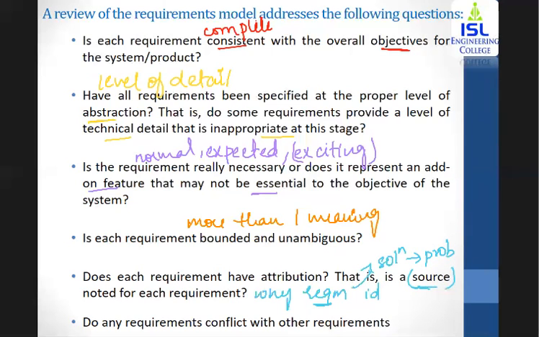Then the next one is, do any requirements conflict with other requirements? Conflict means whether it is affecting some other requirement or not. You're going to identify whether one requirement is affecting another requirement. That is, suppose you're implementing one requirement, it is not easy for you to add another requirement. It is affecting another. That is, if one is there, the other cannot exist at the same time. Whether there is such a scenario or not, you're going to identify that.